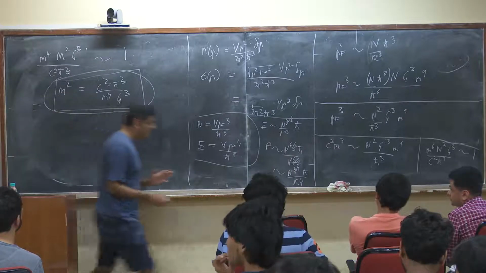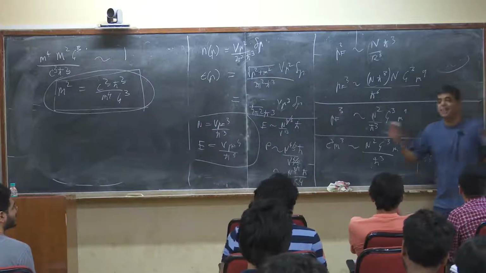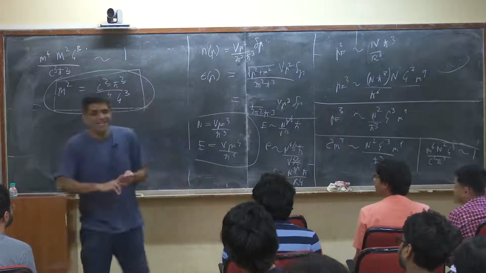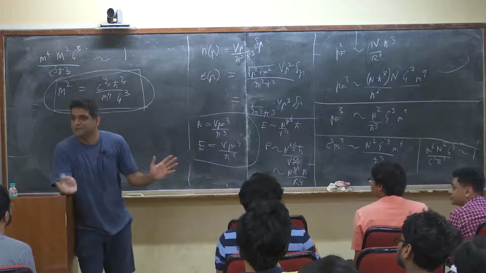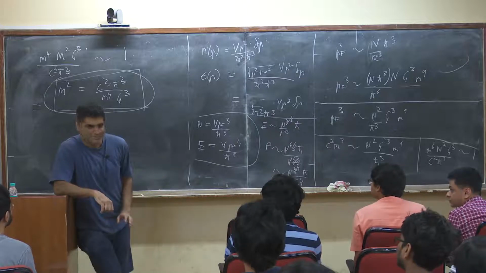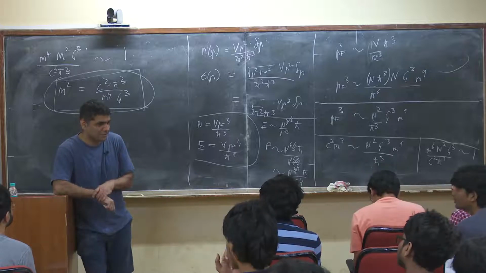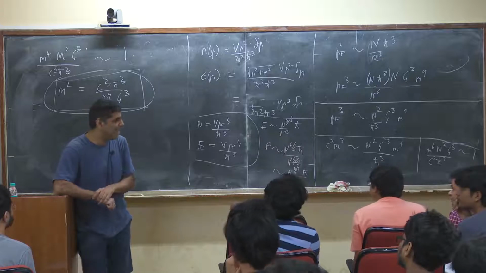Okay. But the important point here is that there is a mass that is large enough so that it is questionable whether degeneracy pressure will be able to balance it. There is a mass that is large enough so that it's questionable whether degeneracy pressure will be able to balance it.